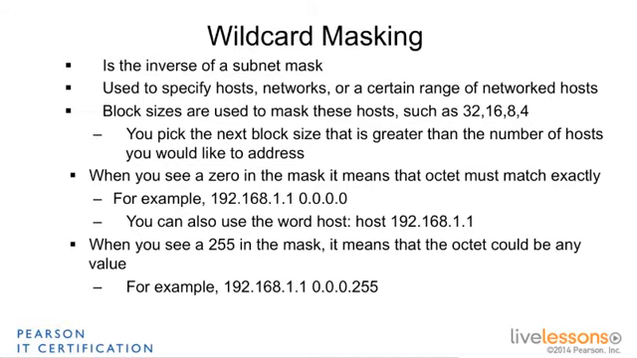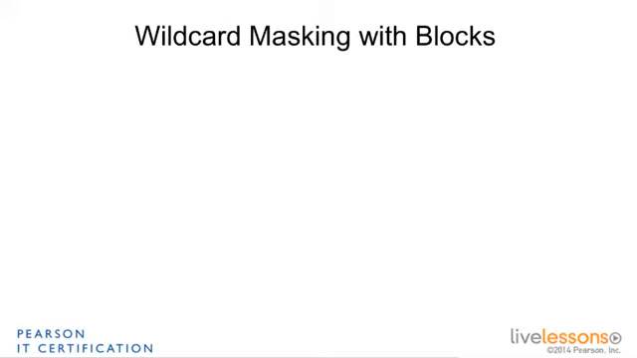For example, if I want to include any host on the network 192.168.1.0, I would use a wildcard mask of 0.0.0.255. Next, let's examine how we mask a block of addresses with a wildcard mask.